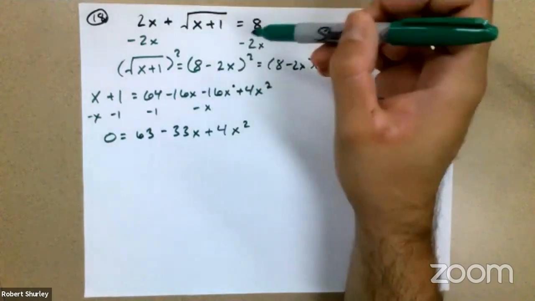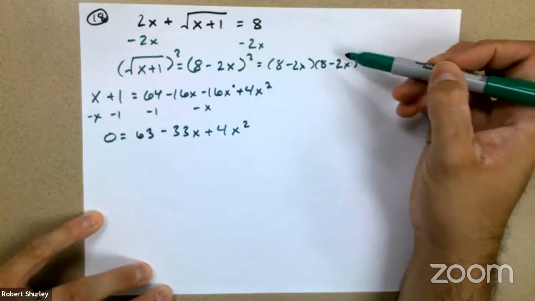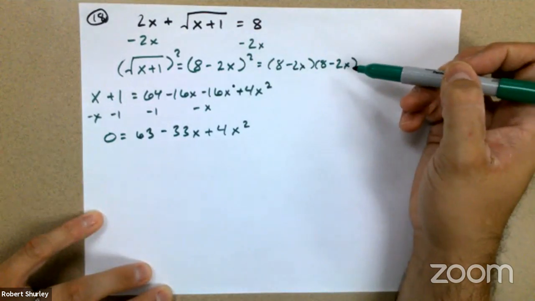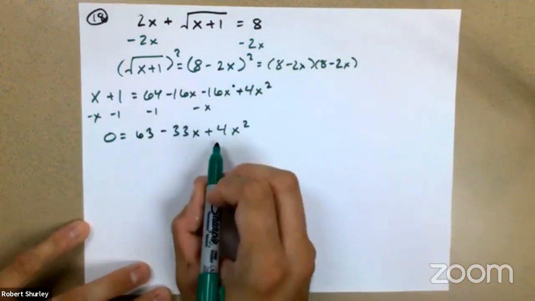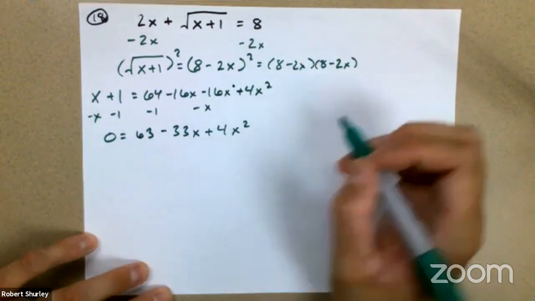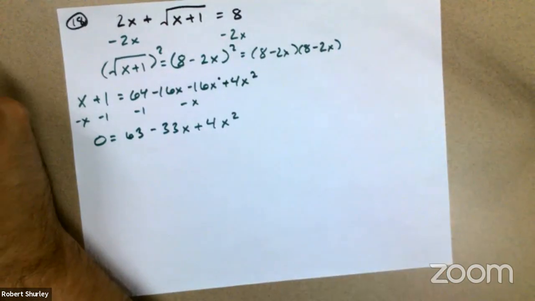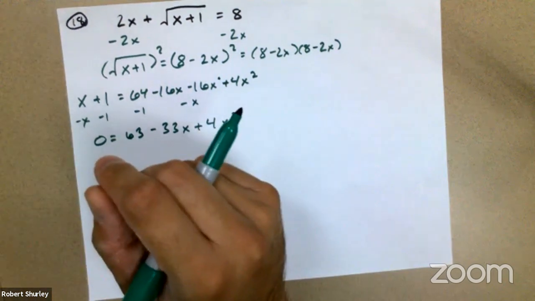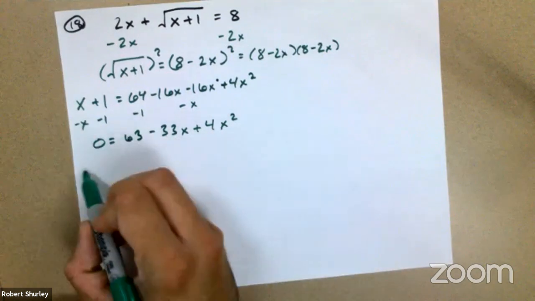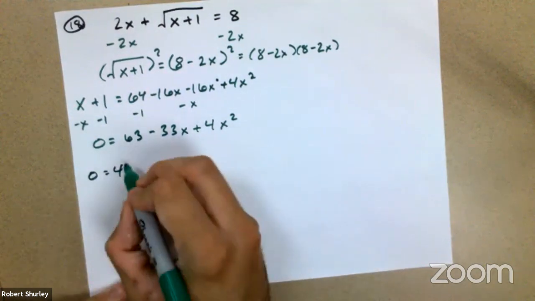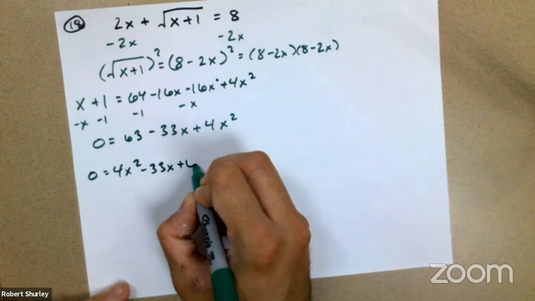But I'll move the 2x over. Okay, yeah. Squared, 8 times 8, 64. Minus 16 minus 16, and then plus 4x squared. Okay. So now we've got to factor this. So I'm going to get my phone out because those are kind of big numbers. Remember, we can't do the easy way here because there's a 4. Now I'm going to write it in order. So 4x squared minus 33x plus 63.